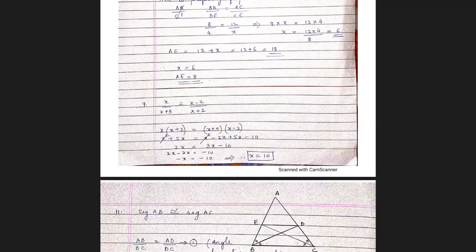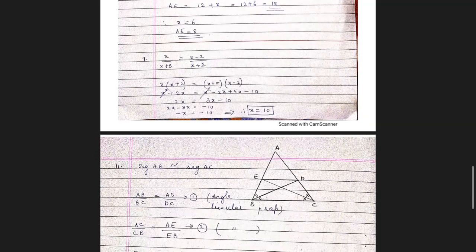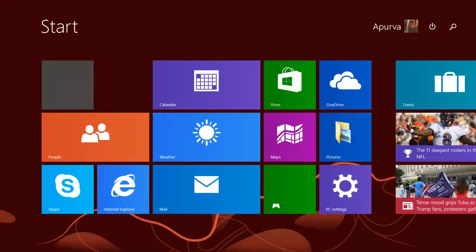So 3X minus 10. Now you are bringing 3X to the left hand side. So 2X minus 3X is equal to minus 10. 2 minus 3, answer is minus 1X. That's equal to minus 10. You have minus on both sides which get cancelled and therefore your answer is X is equal to 10. Children, I hope you have understood how to do it.